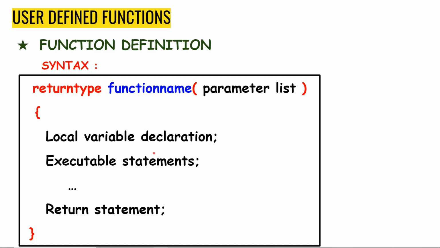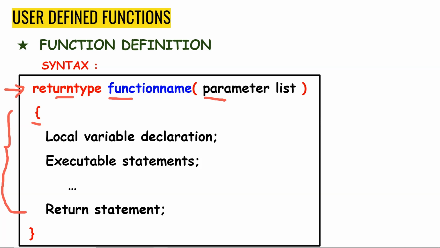Every function definition consists of two parts: header of the function and body of the function. So this is the syntax for function definition. We have the header as well as the body. The first line is known as the function header. The statements within the opening and closing brace are said to be the function body. The header of a function consists of return type, function name, and parameter list. Unlike function declaration, the header of a function can only have complete parameter declaration.